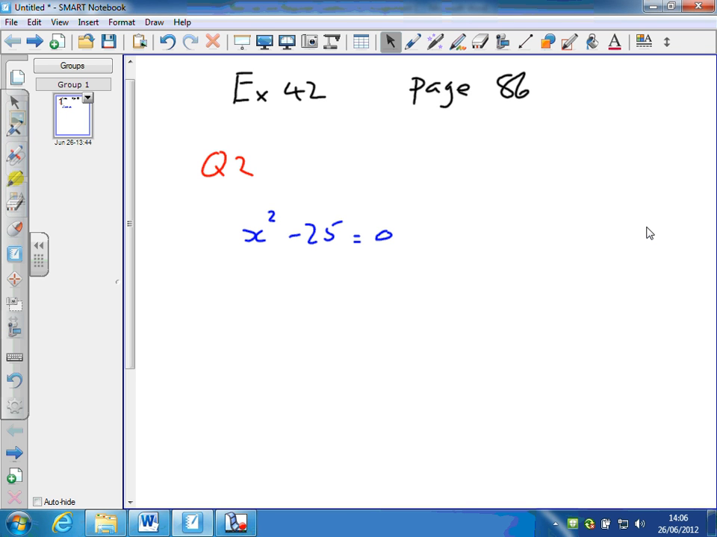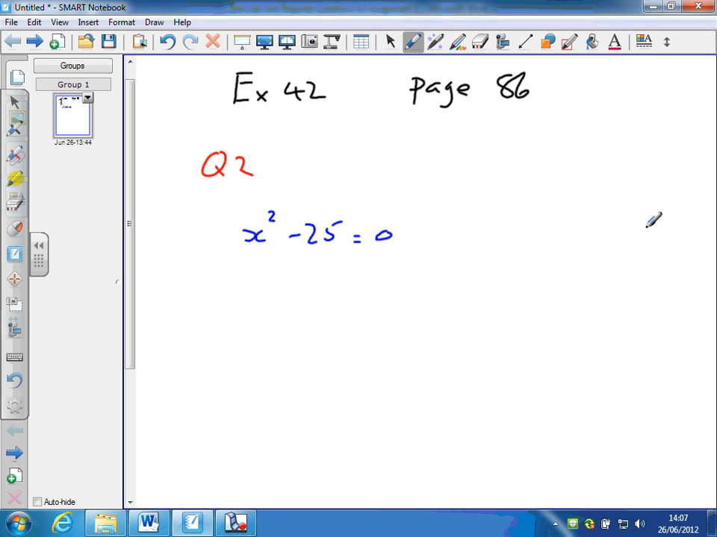Exercise 42, question 2. Again, that's a required question for the BTEC course, so I'm going to look at one that's very similar. Then you can try the one in the textbook. Quadratic equations like this are relatively straightforward to solve. In fact, quite straightforward. There's no x term in here, so we can almost treat it exactly like an ordinary equation.